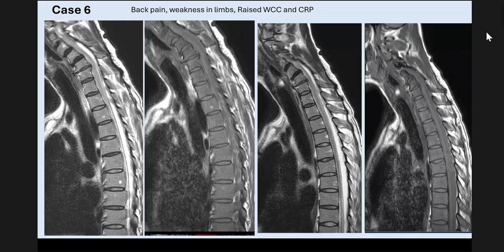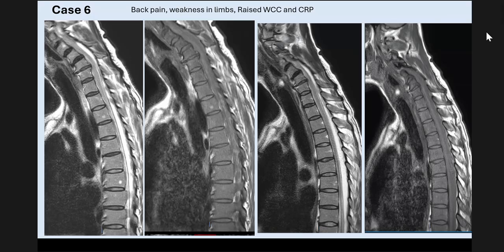I think this is the last case, and staying on the theme of spinal collections, intraspinal collections. This is a patient with back pain, weakness in all limbs, and he also had a raised white cell count, and the CRP was also quite raised. This was done at another hospital, and initially, when it was evaluated, the report said that there were degenerative changes only, nothing else was reported, unfortunately.